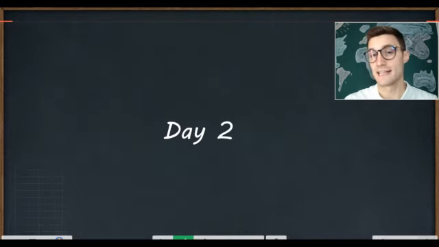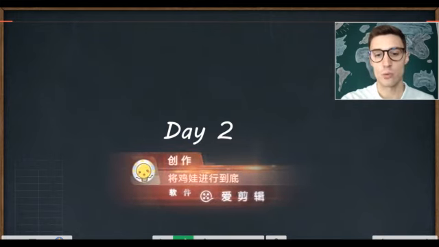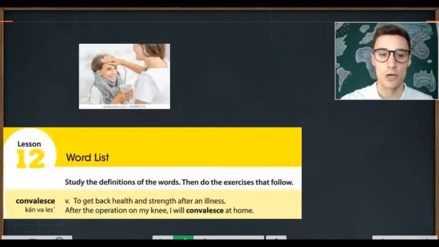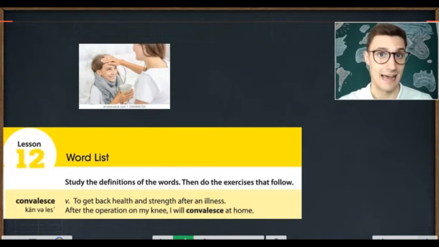In today's lesson, which is day 2, we'll be taking on activity 12a. So make sure that you have that activity ready to go. Great, let's begin. We will start by remembering the words and their meanings. When we get to the word, I want you to say it out loud.